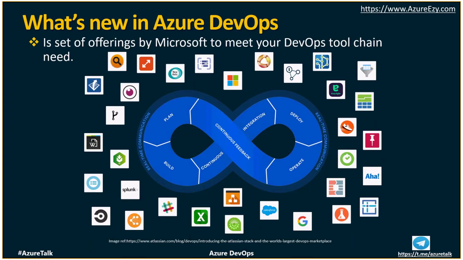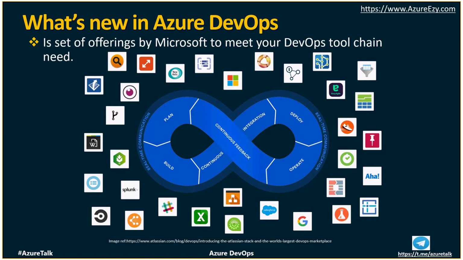Okay, so this is what's new with Azure DevOps. It is a set of offerings by Microsoft to meet your DevOps toolchain needs. So what exactly is it? There is some discussion going on that they have launched a product with the name DevOps. However, DevOps is a practice, DevOps is a culture, you can't really buy it. Yeah, right. But why are they using DevOps?